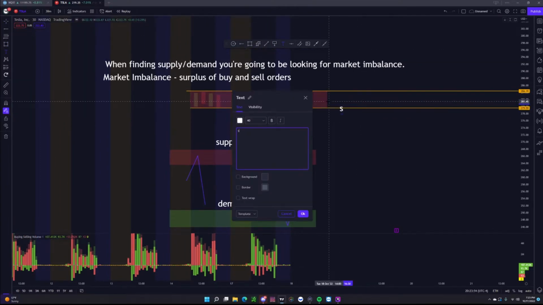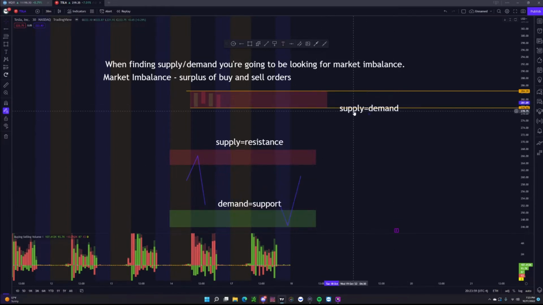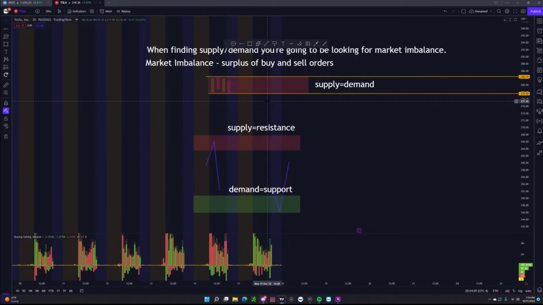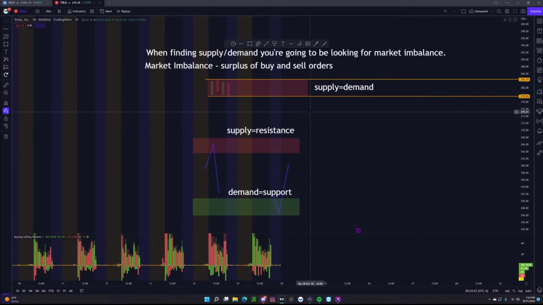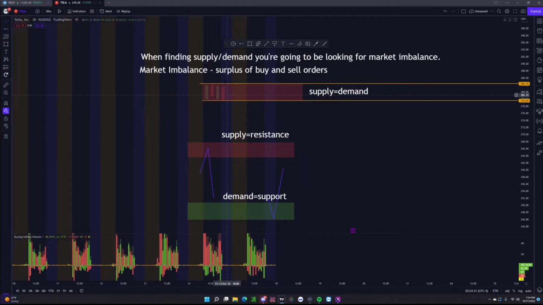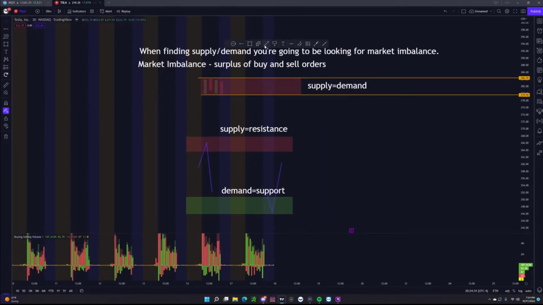This is where ultimately supply equals demand, right? So when supply equals demand, it is where the market imbalance is created. Ultimately, you don't know really where that direction it's going to go. Obviously, you can tie this in with support and resistance and your highs and lows and your oversold and your overbought levels. And then you can tie it in with volume as well. So when supply equals demand, that's basically literally you have a surplus of sell orders, surplus of buy orders, which creates this market imbalance. This is where supply equals demand.